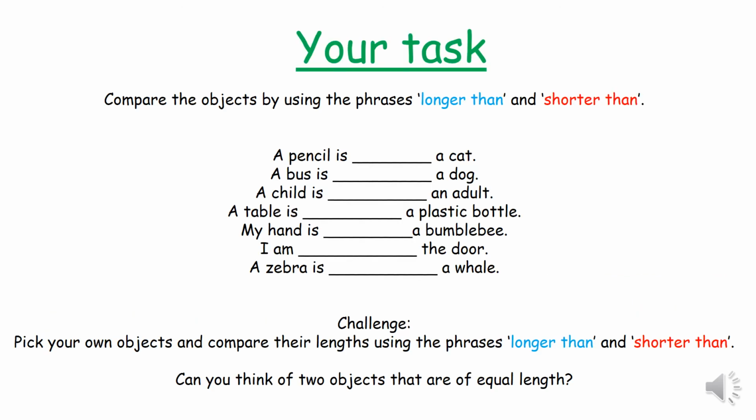This is your task for today, Year 2. Below, there are some sentences with a missing phrase in between. You need to compare the objects by using the phrases longer than and shorter than. So the first one says, a pencil is than a cat. You need to decide if you need to write longer than or shorter than in between. You could even challenge yourself to using the greater than and less than symbols to compare their lengths or compare their heights.